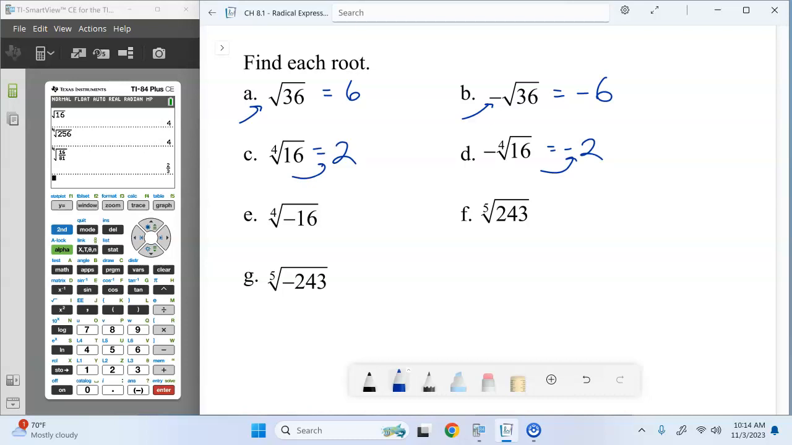Fourth root of negative 16. Not real. We'll deal with our imaginary numbers later, but for now we're just going to state that it is not a real number or is a non-real number. Even indexes on all of those. Square roots and fourth root, even indexes. Fifth root, odd index, doesn't have the same restrictions. What is the fifth root of 243? Use your calculator. 3. The fifth root of 243 is 3. What is the fifth root of negative 243? It is real. Negative 3.